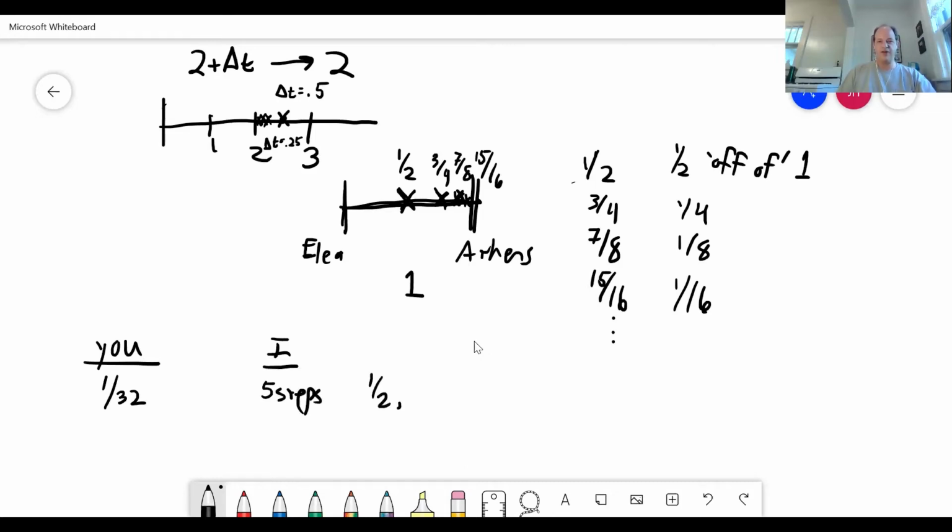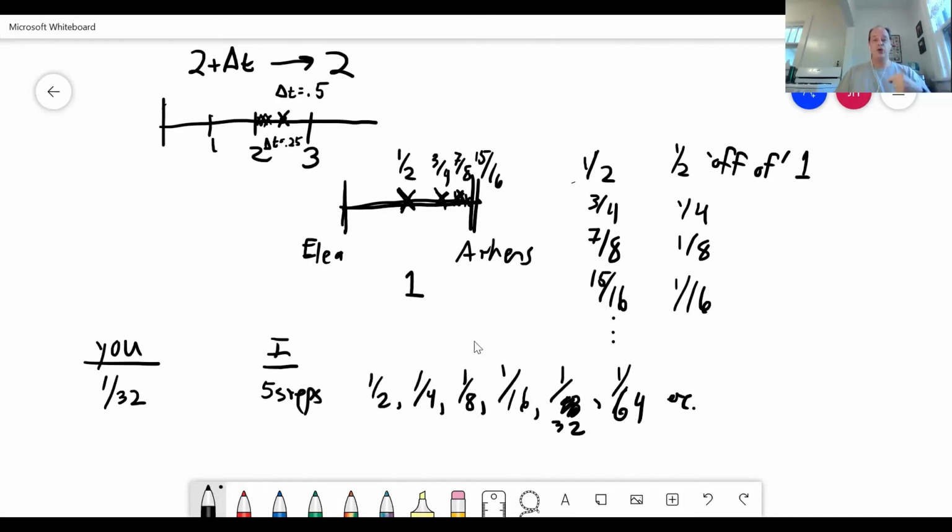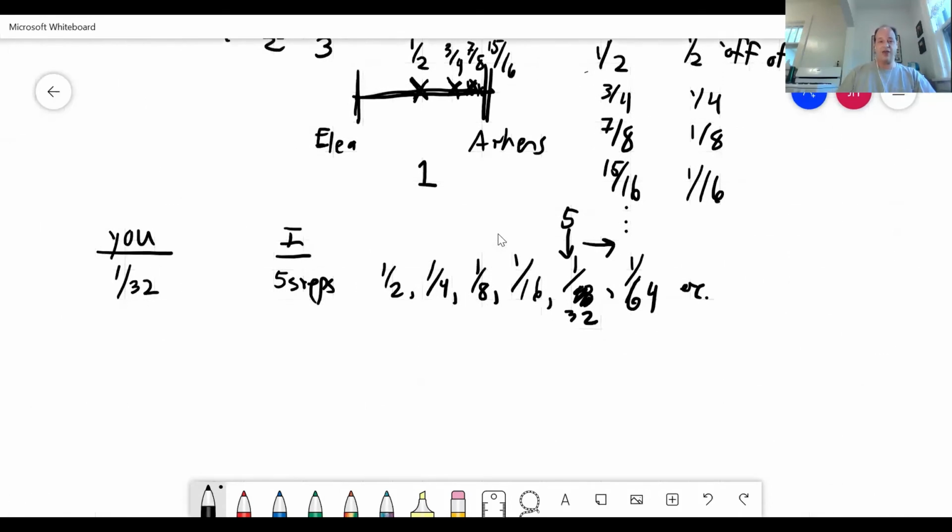The first step is a half, the second is a fourth, the third is an eighth, each one is half the previous one, the fourth is a 16th, and the fifth is 1/32. Oops, 32nd. At 5 steps, I am within your tolerance, and everything after that, 1/64, etc., is going to be closer than 1/32. So you give me a tolerance, 1/32. I will give you some number of steps, like 5, such that for there and everything after there, Zeno is within your tolerance of Athens.